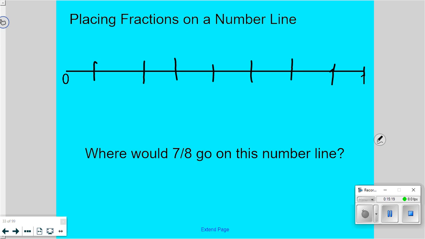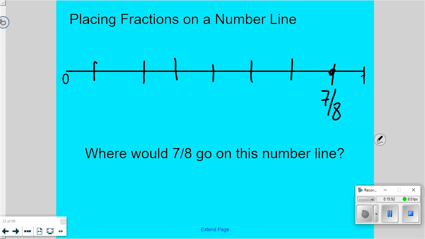You should have your 7/8 pretty close to one whole. Why is 7/8 pretty close to one whole? Jalen? It's 1/8 away. Well, I only have to do one more 8th size jump, and then I'm at one whole.